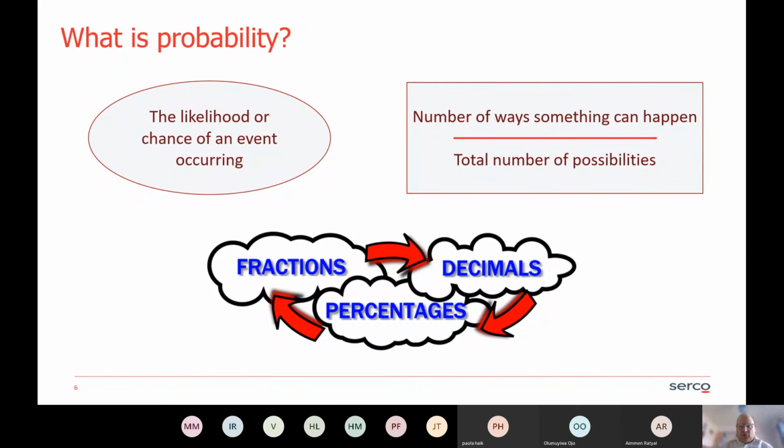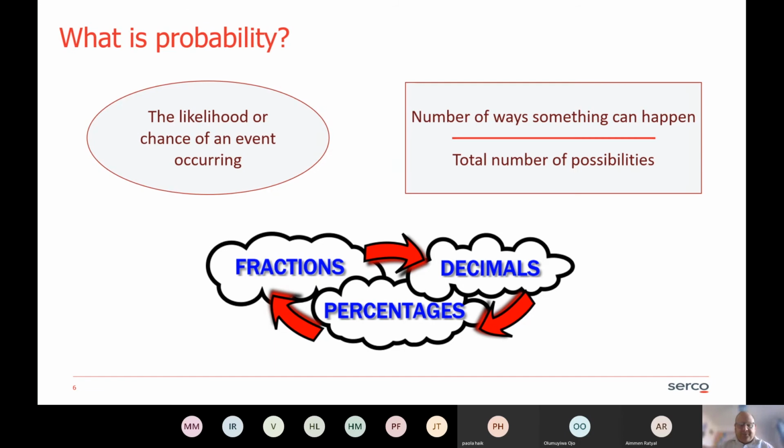Percent means out of 100, per 100. So percent is a good way of looking at probability, because it's easy to compare to others if you've got a percentage. Fractions and decimals can sometimes be a bit harder to represent. But if it doesn't say, it's up to you to choose which one it is. Fraction, decimal, or percentage would be okay. Personally, I usually go for percentages, but you don't have to.